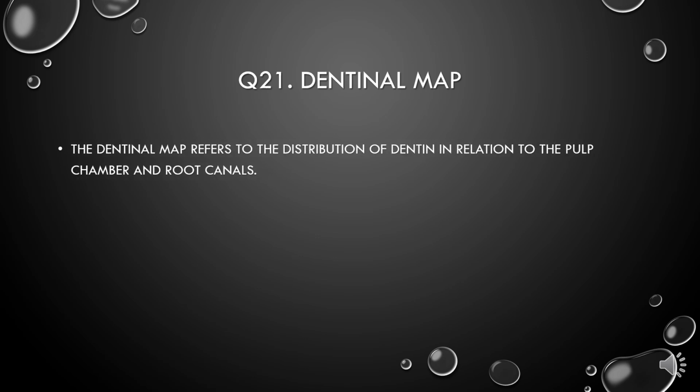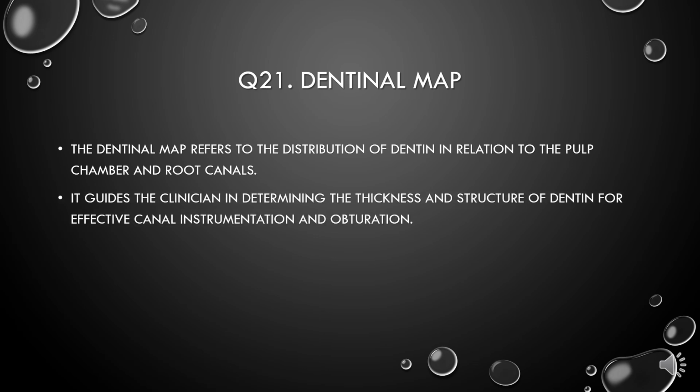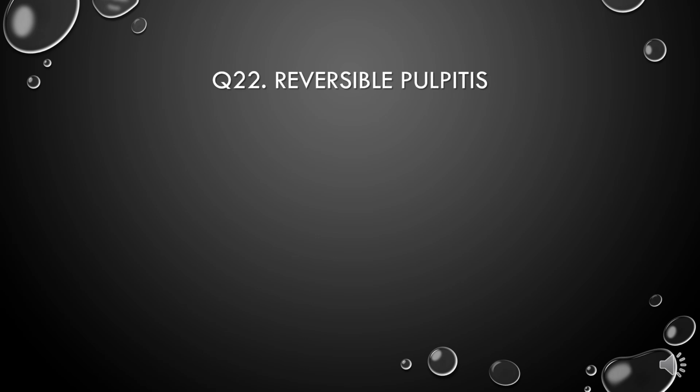The dentinal map refers to the distribution of dentine in relation to the pulp chamber and root canals. It guides the clinician in determining the thickness and structure of dentine for effective canal instrumentation and obturation. Question 22 is reversible pulpitis.